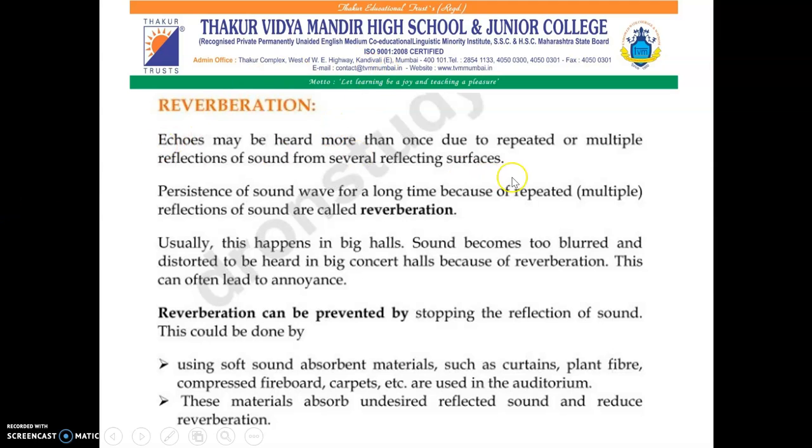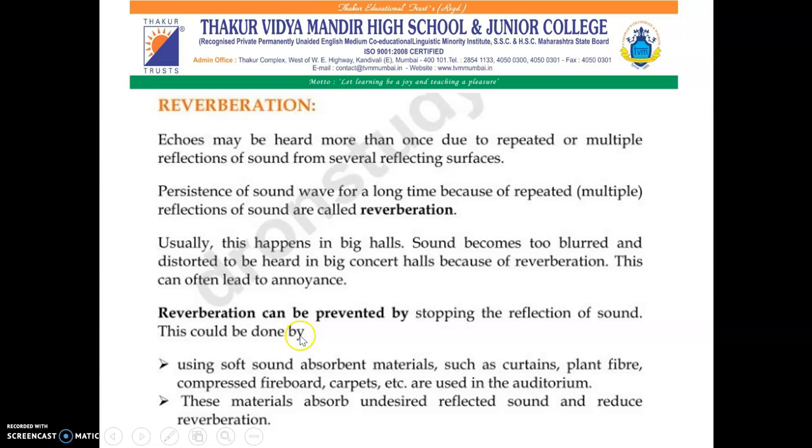Echoes may be heard more than once due to the repeated or multiple reflections of sound from several reflecting surfaces. Persistence of sound waves for a long time because of repeated reflections of sound is called reverberation. Usually this happens in big halls. Sound becomes too blurred and distorted to be heard in big concert halls because of reverberation. This can often lead to annoyance.